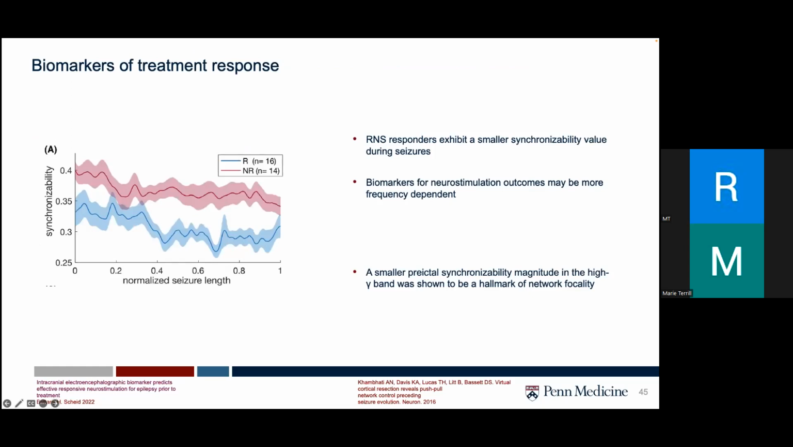There have also been studies looking at the use of intracranial data as biomarkers in the field of epilepsy. This is a study from our group. It was a multi-center study, but our group was involved. It looked to investigate differences in network synchronizability between patients who were responders to RNS and those who were non-responders to RNS. The outcomes were measured for a period of 2 years after RNS titration.